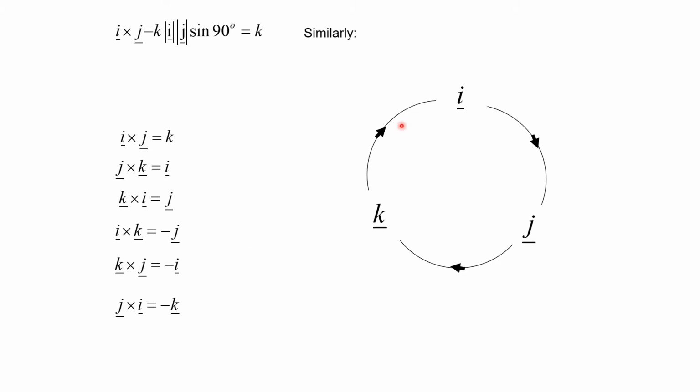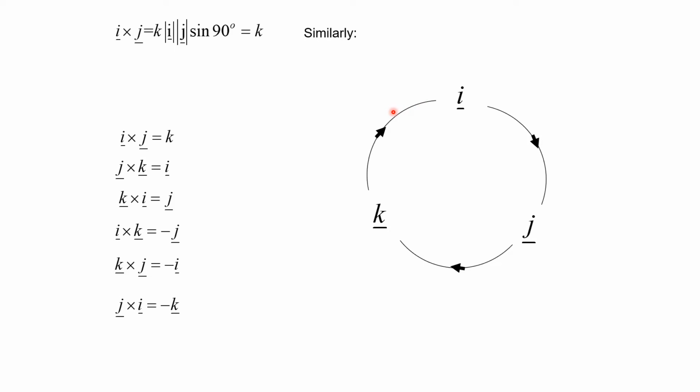This diagram simply says clockwise will give you a positive result. So if i times j is clockwise, it is positive k. And j times k is also positive i. And k times i is clockwise, so it is positive j. And if it's the opposite direction, which is anti-clockwise, so k times j, it will be negative i.